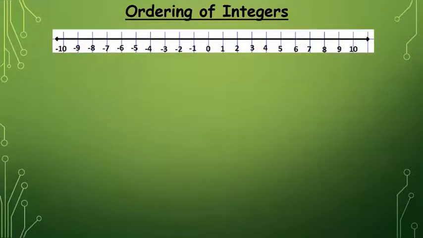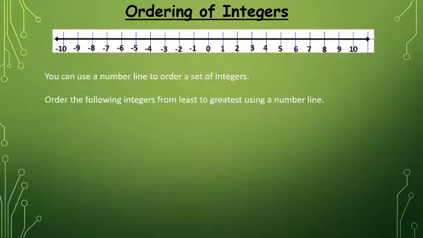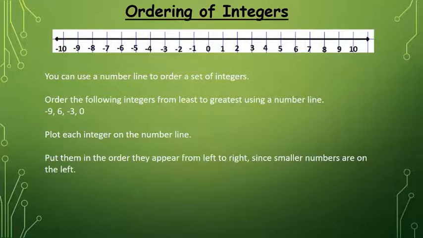Now we will learn ordering of integers. We can use a number line to order a set of integers. This is our first example, in which you have to order the following integers from least to greatest using a number line. The integers are -9, 6, -3 and 0. First, you have to plot each integer on the number line. Then you have to put them in the order they appear from left to right, since smaller numbers are on the left. The answer will be -9, -3, 0 and 6.